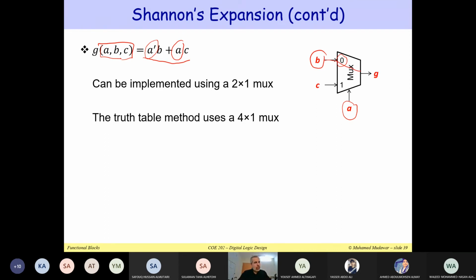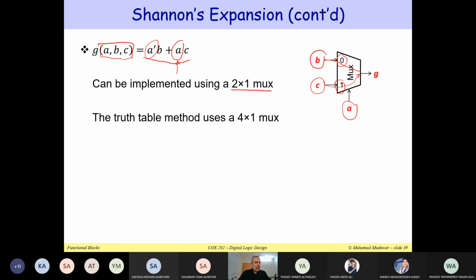And if a is equal to 1, then g becomes c. So we connect the input c to input 1, and g becomes c. Notice that we have implemented this using a 2-by-1 multiplexer. I use my input a to select, and we have used b and c as inputs to this multiplexer. That's really the idea of implementing functions using multiplexers.